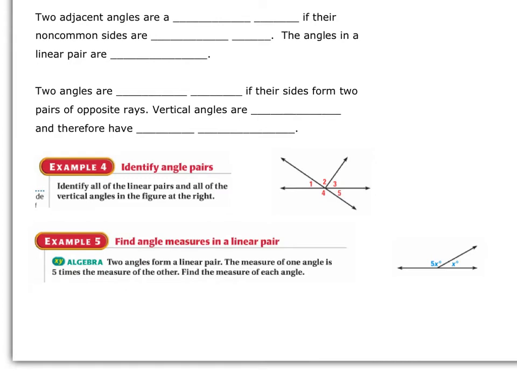Now we also have a special name for two adjacent angles. Two adjacent angles are a linear pair if their non-common sides are opposite rays. Let's write all this down and think about it, and then we'll draw it. The angles in a linear pair are supplementary. So let's think about that.